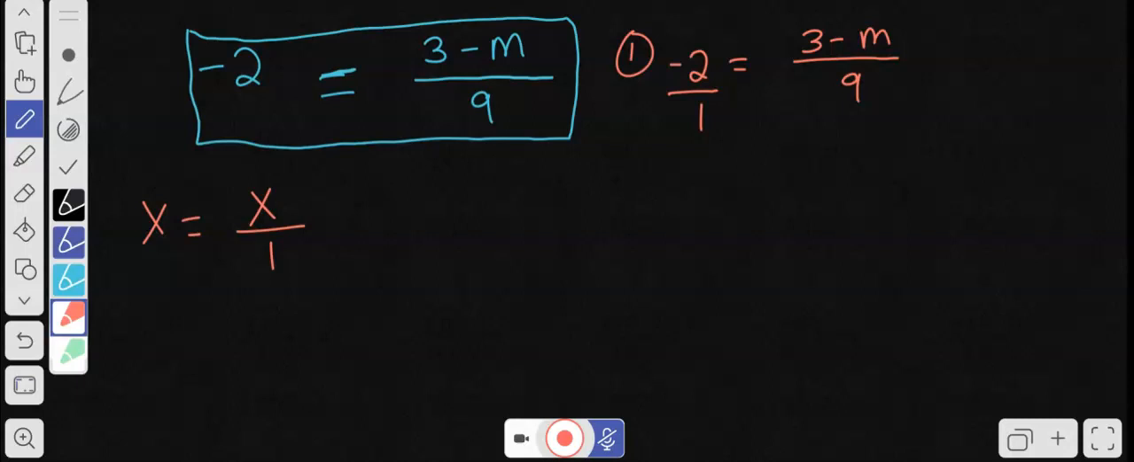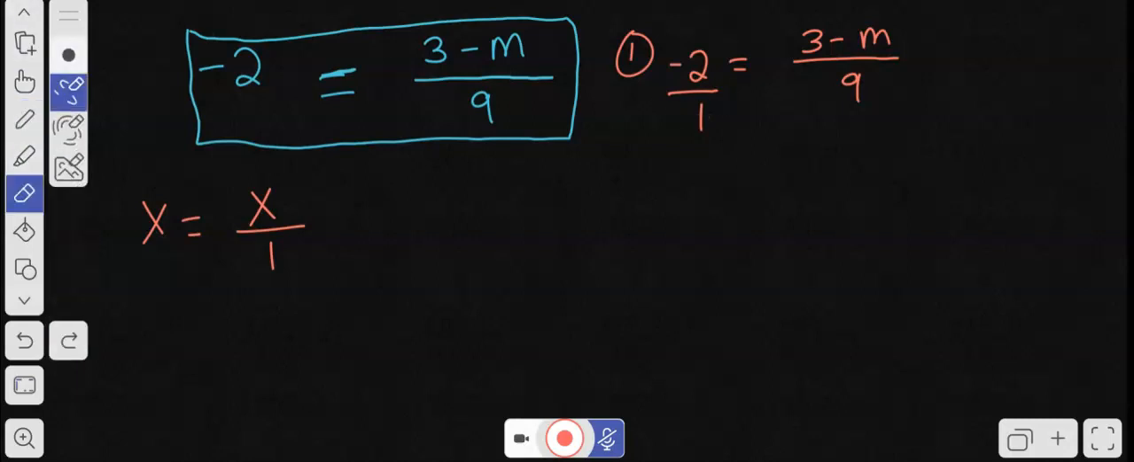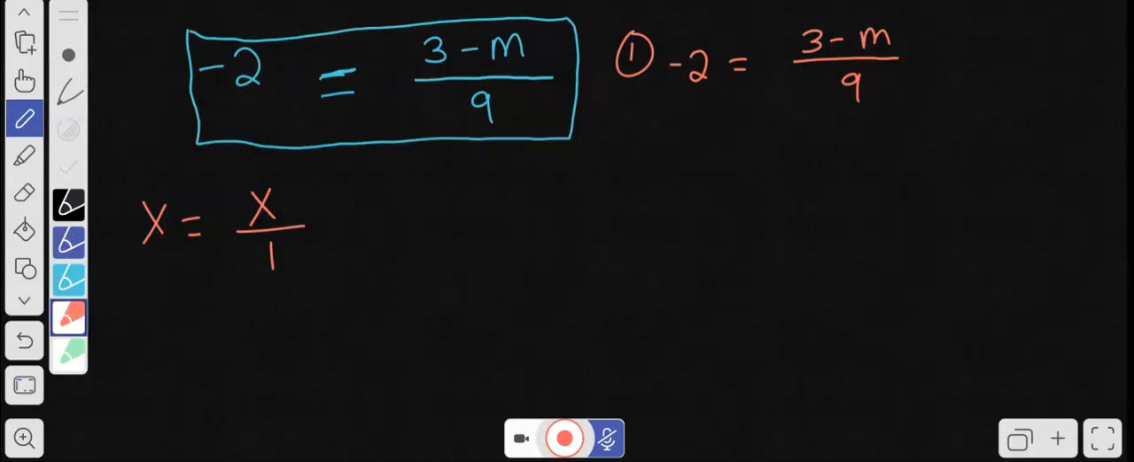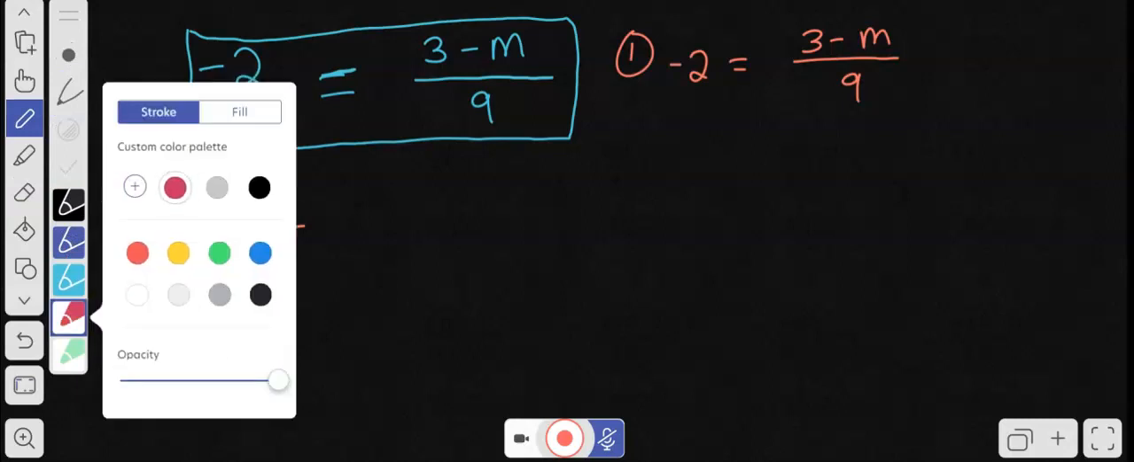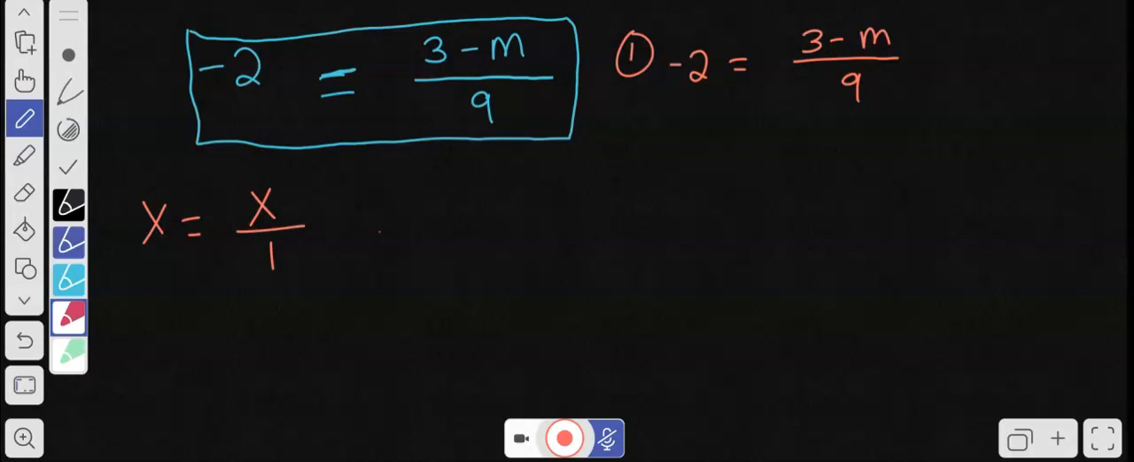For the first step, I have negative 2 equals 3 minus m over 9. Don't be alarmed when you see a fraction. Just think of it as, oh, this is a fraction. Remember that each number is that number over 1 as well. For example, x is equal to x over 1, and negative 2 is the same as negative 2 over 1. So now we get negative 2 over 1 equals 3 minus m over 9.